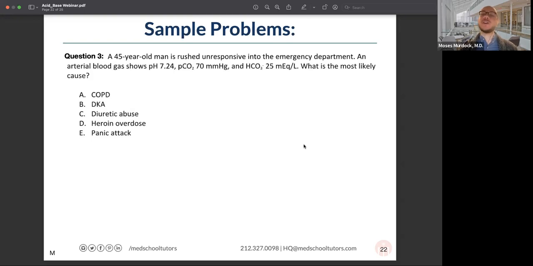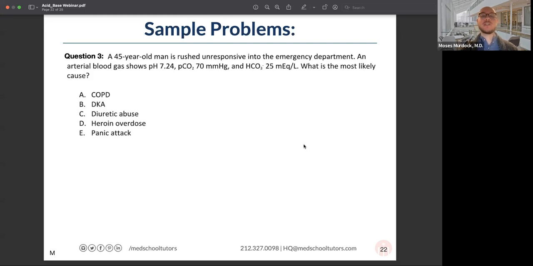DKA, yes or no? Does it cause a respiratory acidosis? No, the ketones, this is an anion gap metabolic acidosis, so we eliminate B. Diuretic abuse, does it cause a respiratory acidosis? You're right, no, we mentioned it can cause a different acid-base abnormality, but we wouldn't expect the CO2 to be 70 with a diuretic abuse. There, we're getting rid of volume, getting rid of chloride, hint, hint, prior question.